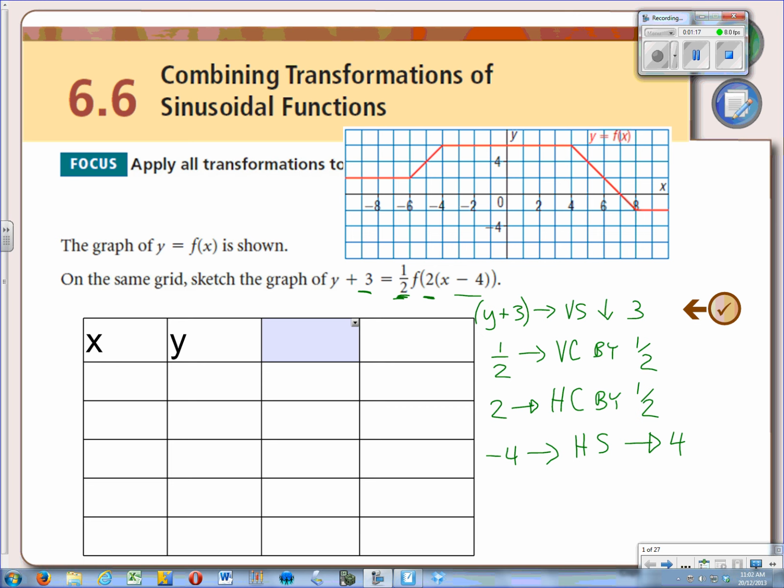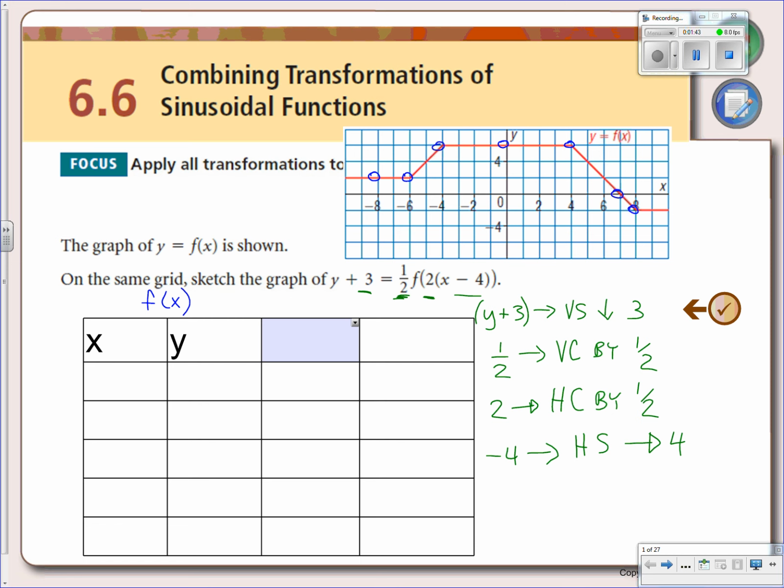For the actual table, x, y will represent points on our original graph of f of x. So I'm going to pick some bending spots and maybe 1 or 2 other points. Here I'll circle them on the graph. I'll pick this point, bending point, y-intercept, bending point, x-intercept, bending point. I should have enough with that.